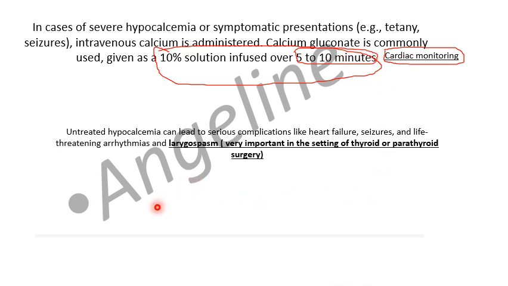What happens when there is untreated hypocalcemia? It can lead to serious complications like heart failure. The twitching of the facial muscles is the least of our problems. It is the tip of the iceberg. Only thing is, when you pick the tip of the iceberg, you can go down to the deeper life-threatening problems. So it will be heart failure, seizures, and arrhythmias. Bad arrhythmias, without necessarily causing cardiac failure, can be lethal by themselves, and laryngospasm.